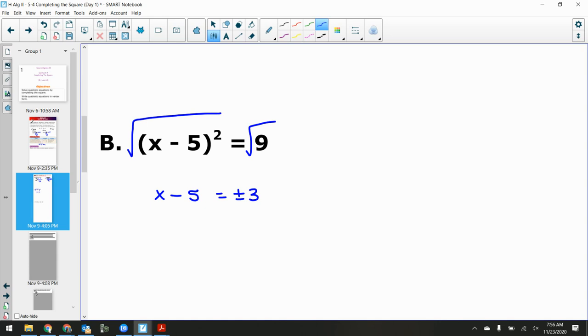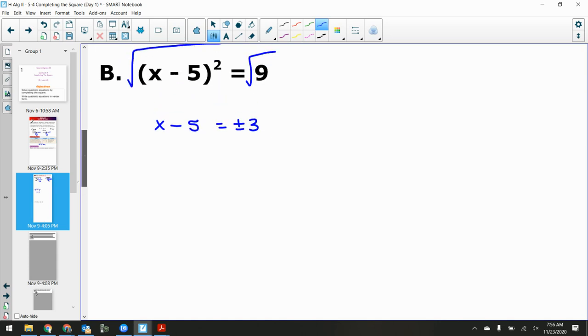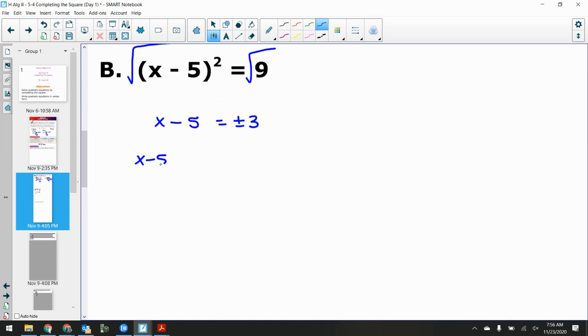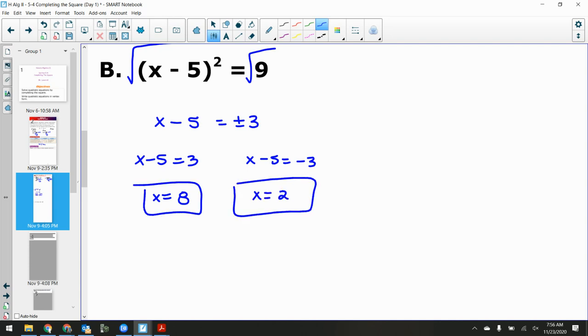When you've got it equal to a plus or minus, that's really telling you two different things. That's really making two equations for you. It's really saying x minus 5 is equal to positive 3, or x minus 5 is equal to negative 3. Plus or minus 3 means I could have both the positive or the negative version of 3. I add the 5 over to the other side, we get x is equal to 8. I add the 5 over to the other side, I get x is equal to 2. Two different solutions.